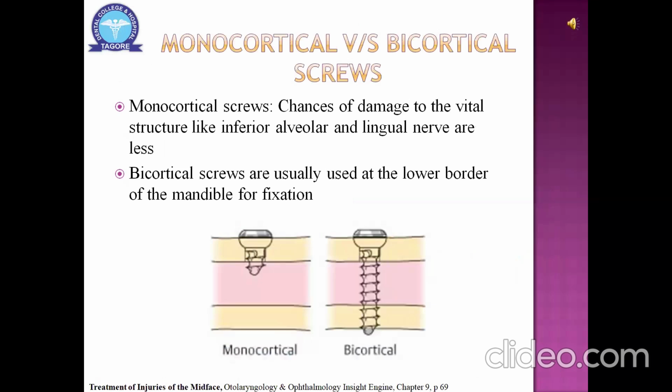Based on the relationship with the bone, there are monocortical screws and bicortical screws. Monocortical screws are placed involving the single cortex, and the chances of damage to the vital structures are less, whereas the bicortical screws involve both the cortices and are usually used at the lower border of the mandible.